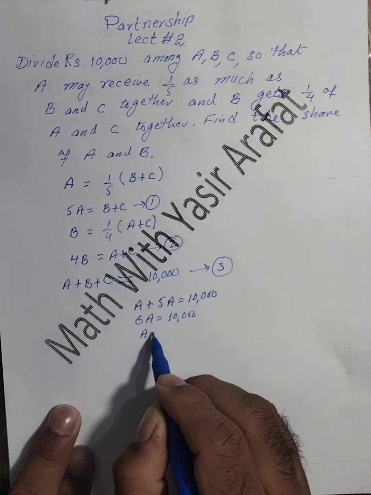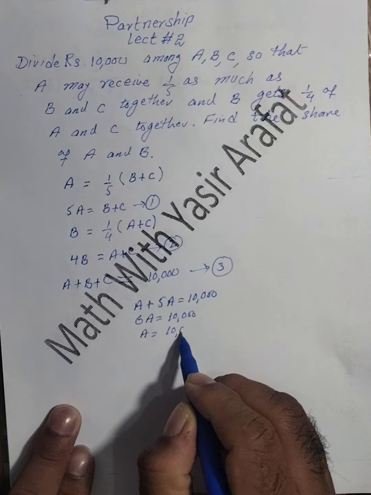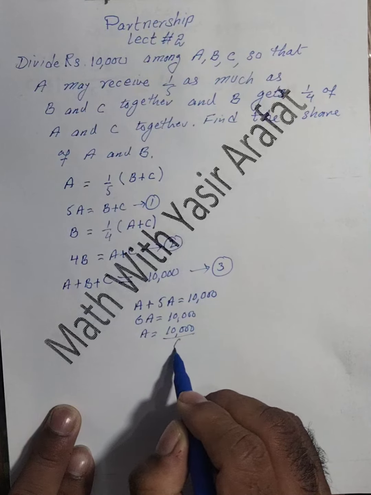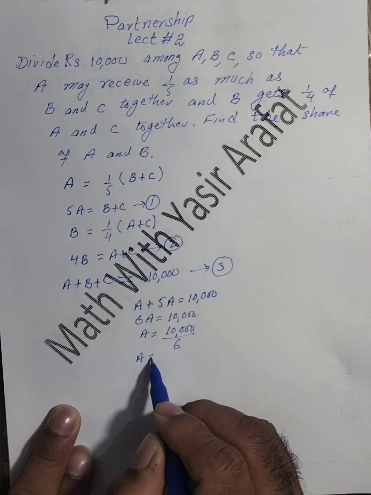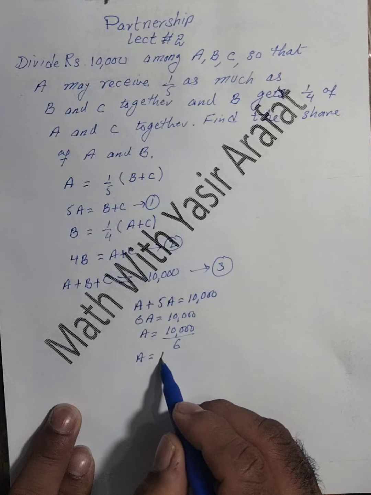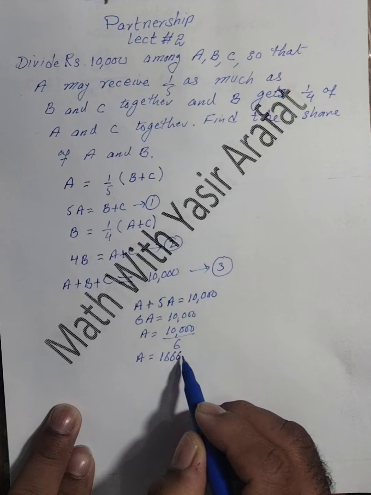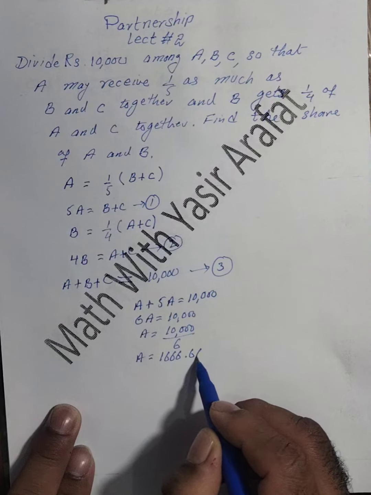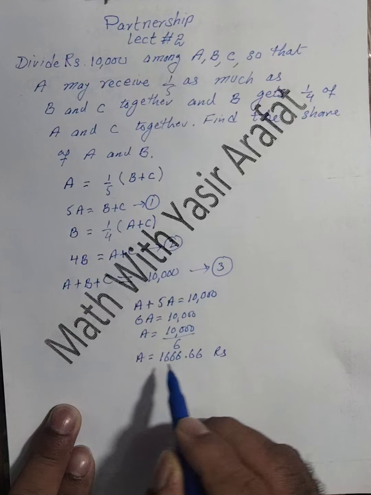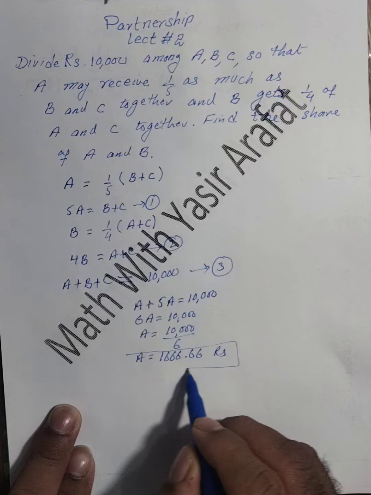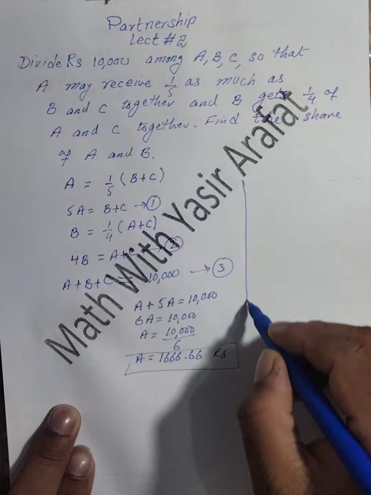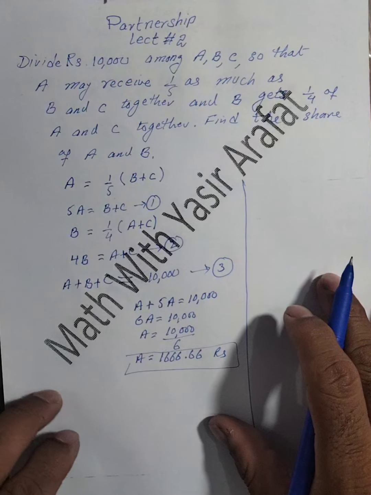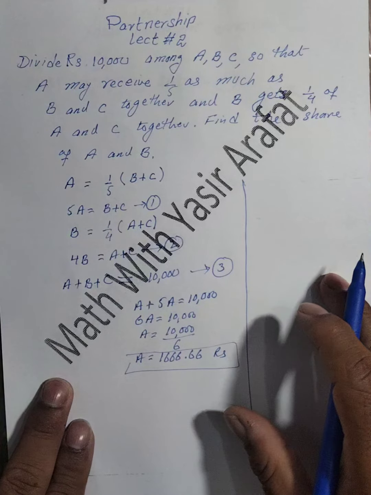So the value of A is 10,000 divided by 6. That is 1,666.66 rupees. This is the share of A.